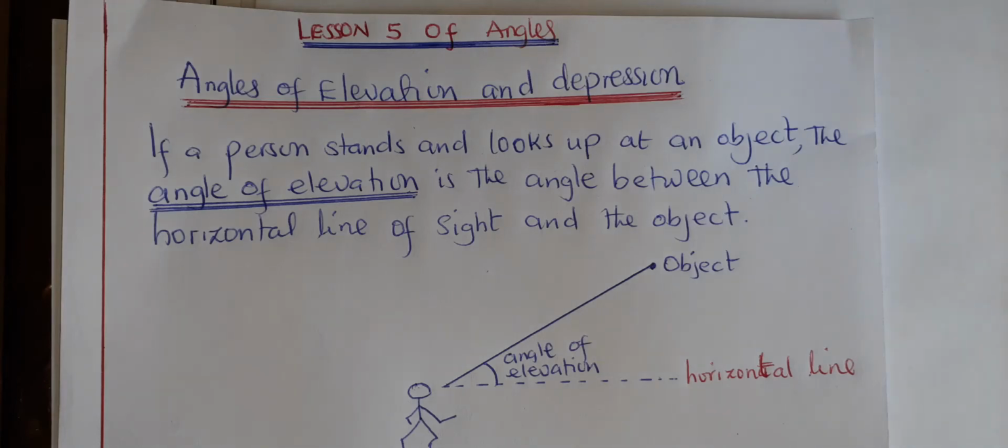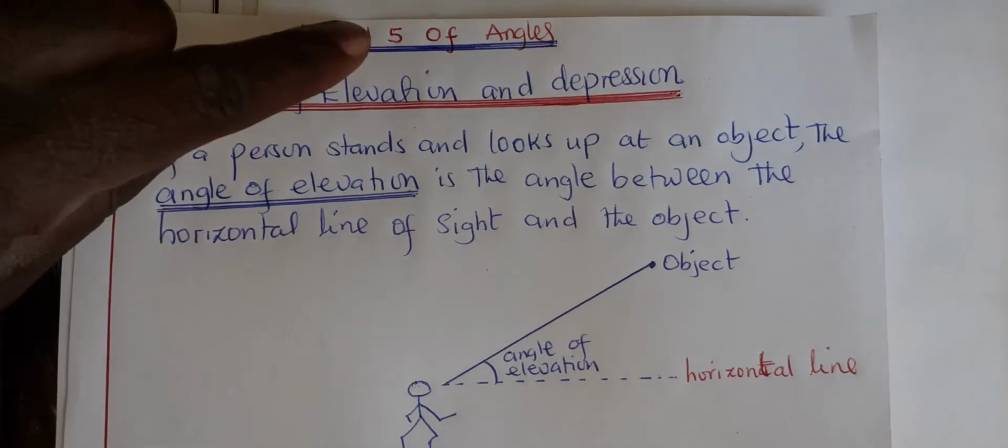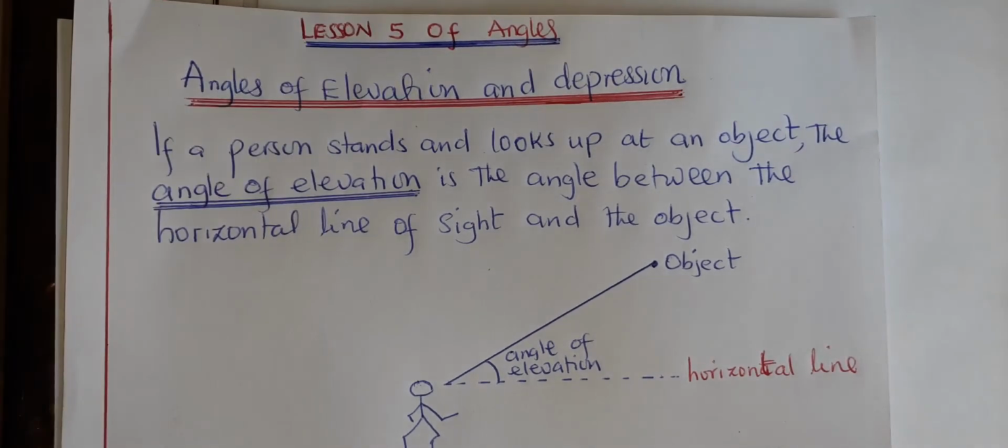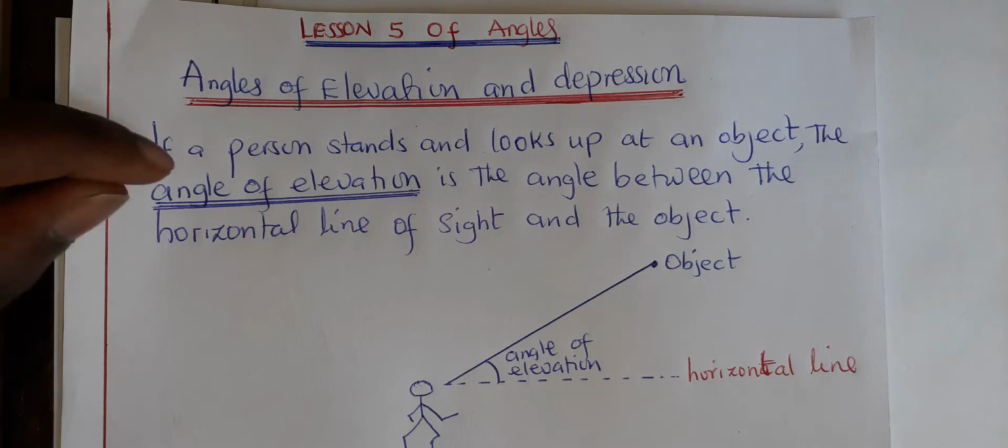Hello, welcome to this lesson where we continue to look at angles. Now we are looking at lesson 5, which is the last lesson of angles. Here we want to talk about two angles, the angle of elevation and the angle of depression. So let's start with the first one.